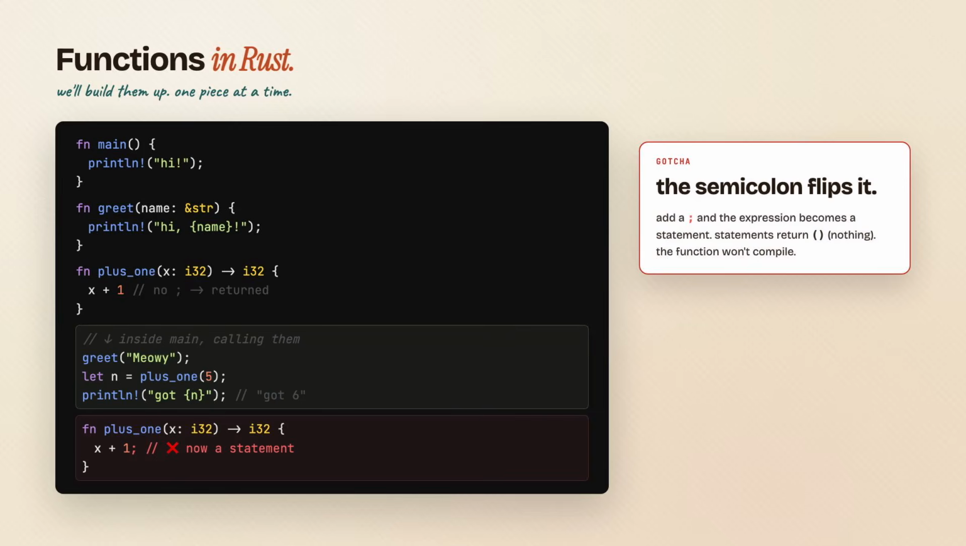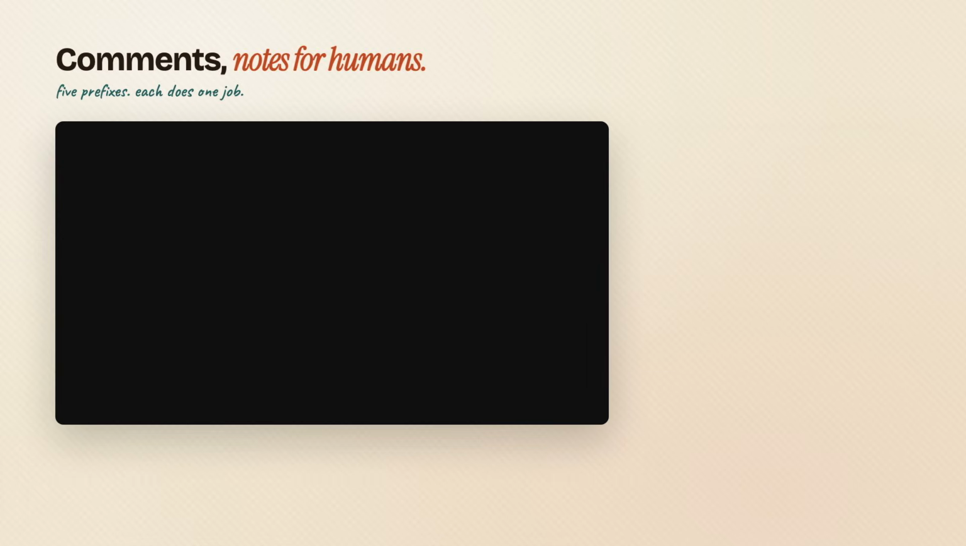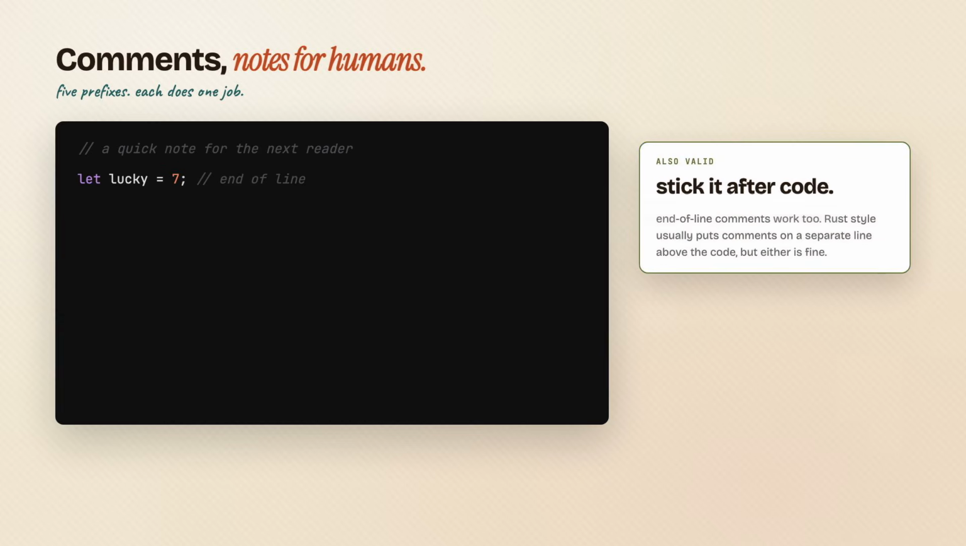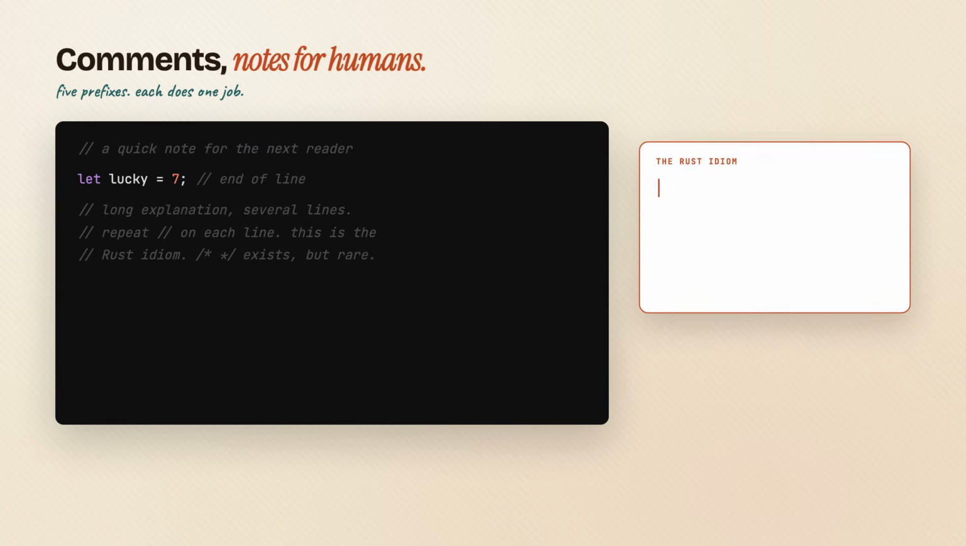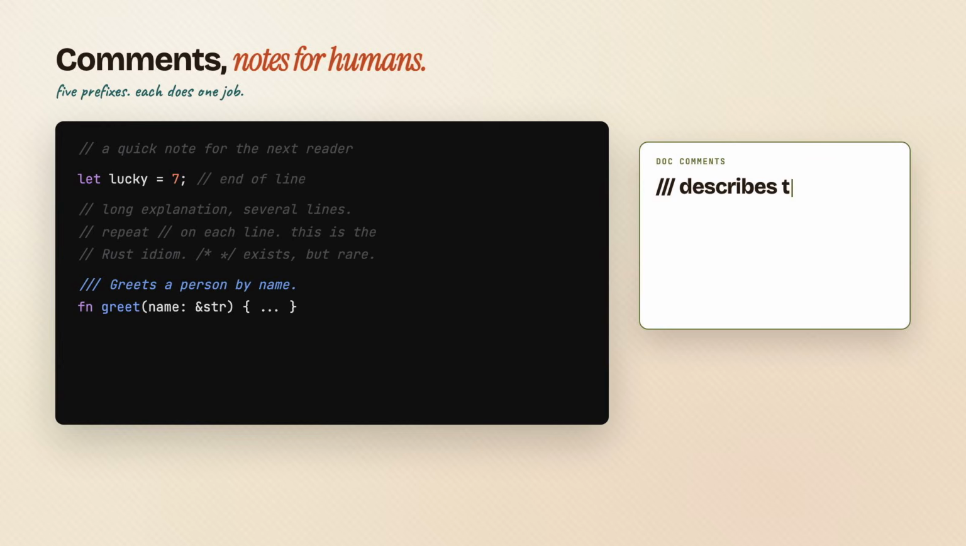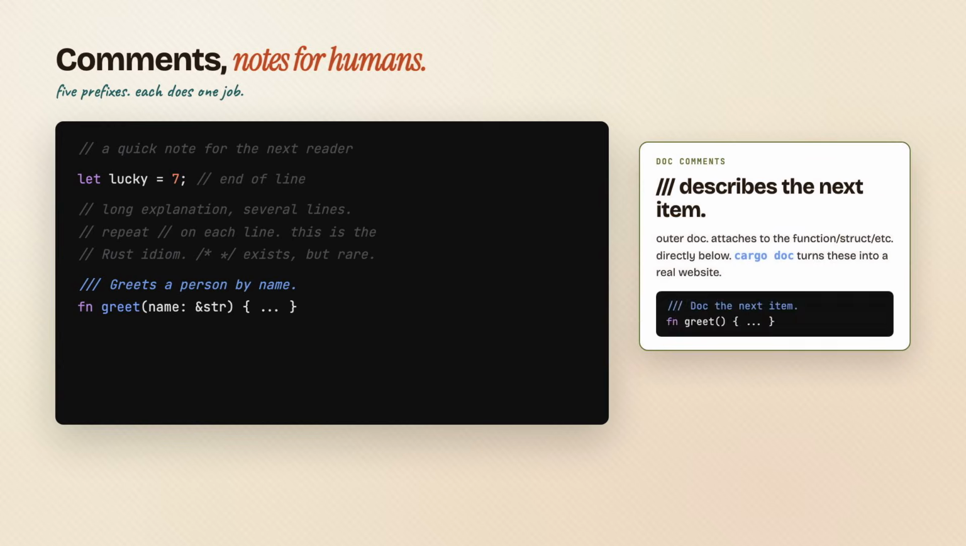So calling them is what you expect. This is just calling greet, and you capture the return with let: let n equals plus 1, 5, and n is 6. Well, these are just comments, and you can use them with double slash. There are also multiple line comments that you can use. This is quite simple. You can also add comments at the end of the line.